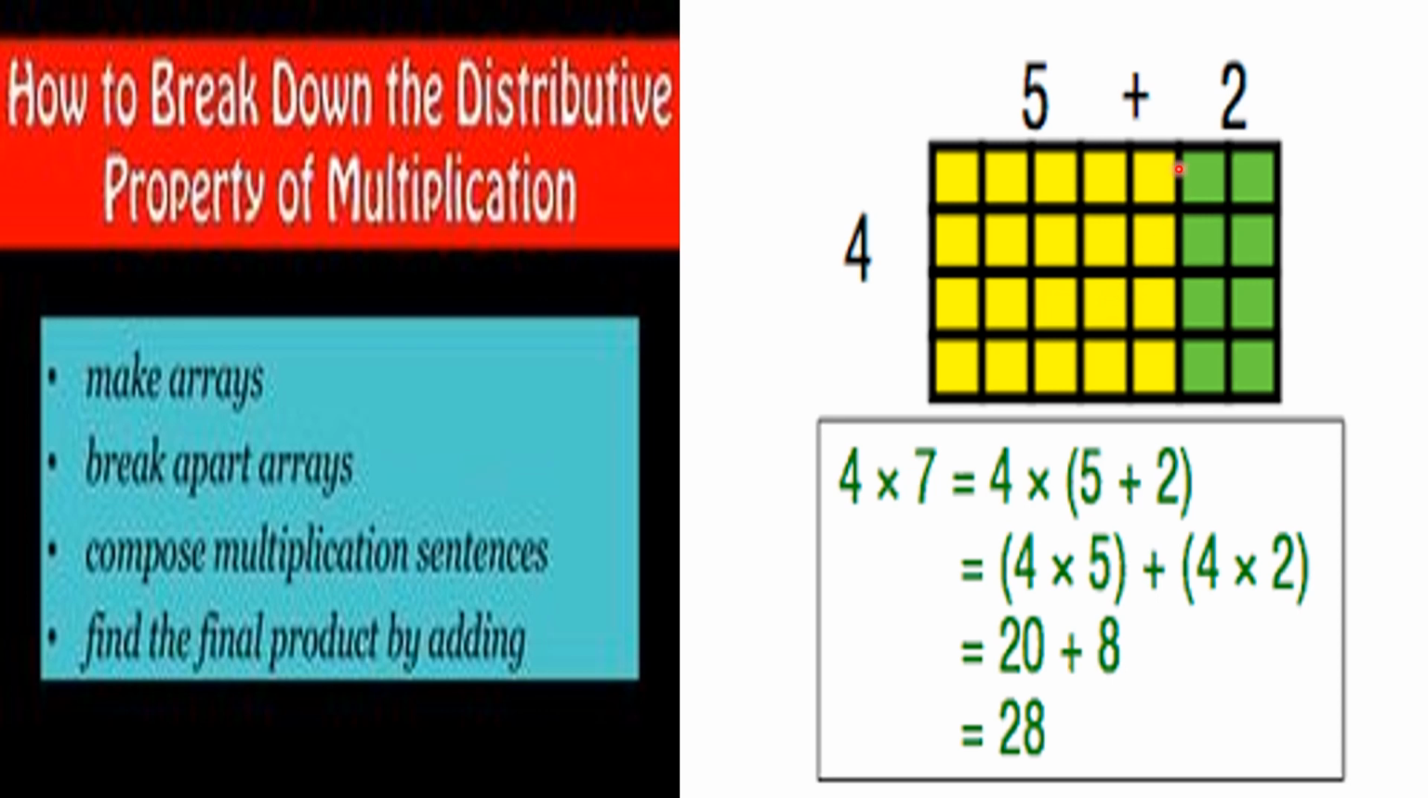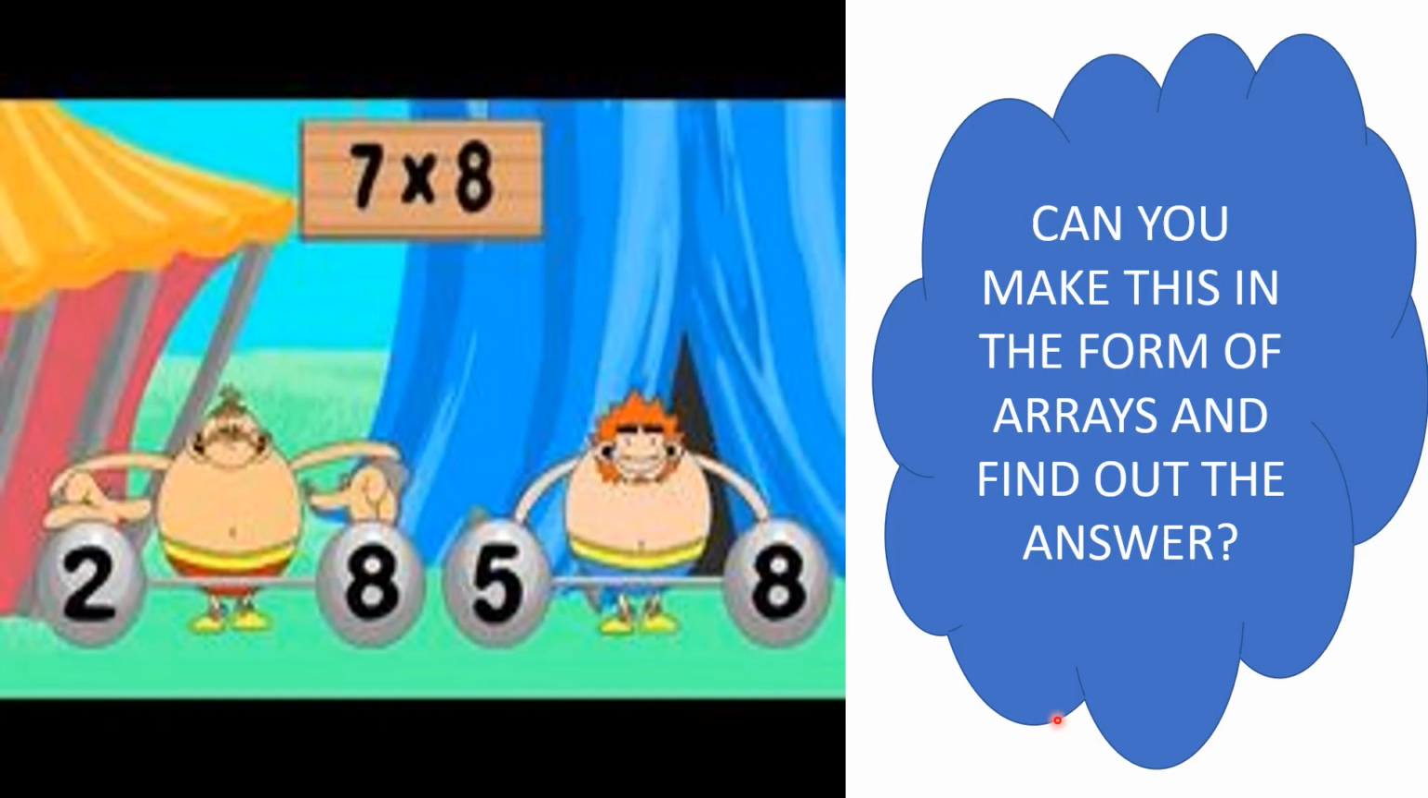So 4 into 7 is a single array. Now I am going to break this array in between, forming 5 rectangles together, that is 5. 4 into 5 is 20 and the remaining 4 into 2 is 8. So 20 plus 8 is 28 and my 4 into 7 is also equal to 28. So whenever you apply the property, you have to check whether you are getting the same answer in LHS and RHS.